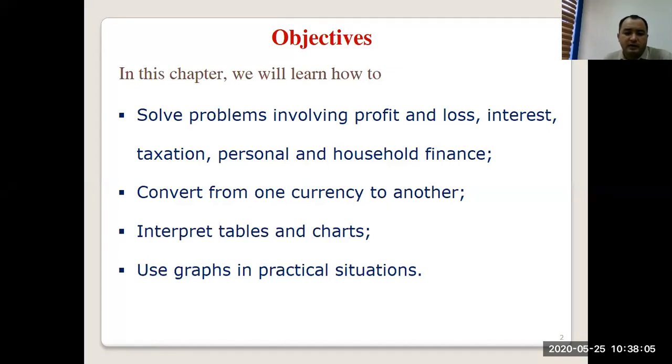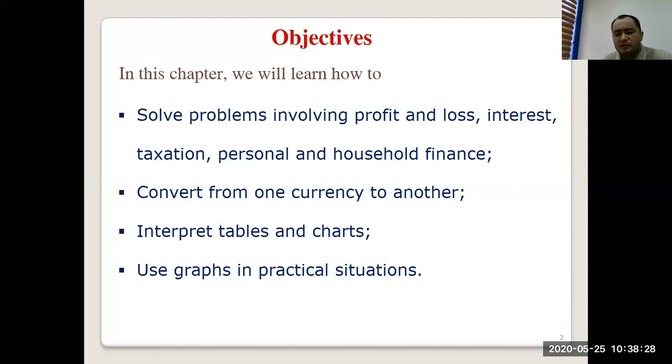The next one is interpreting tables and charts. When we just see tables or charts, how do we interpret them? How do we understand them? Or if somebody is asking you to translate this to them, how do we read and interpret? And then using graphs in practical situations. These are the main topics in this chapter.